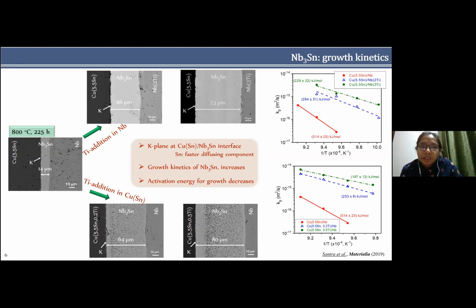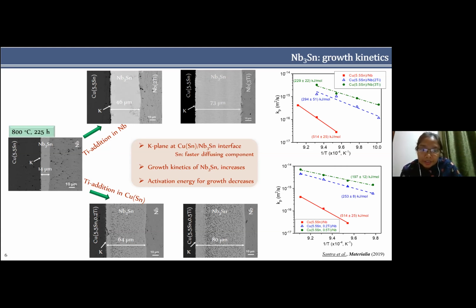And also, the Kirkendall marker plane was again noticed exactly at the interface of bronze and Nb3Sn, which means even with the addition of titanium, tin remains the faster diffusing species, and it is an important component in the growth of Nb3Sn. And secondly, with an increase in the growth kinetics of Nb3Sn, the activation energy for Nb3Sn growth also decreases. You could see on the right-hand side I've shown the activation energy plots, where the activation energy has reduced from 514 kilojoules per mole in the case of titanium-free Nb3Sn to almost 200 kilojoules per mole. So there's a decrement of almost 300 kilojoules per mole with the titanium addition.